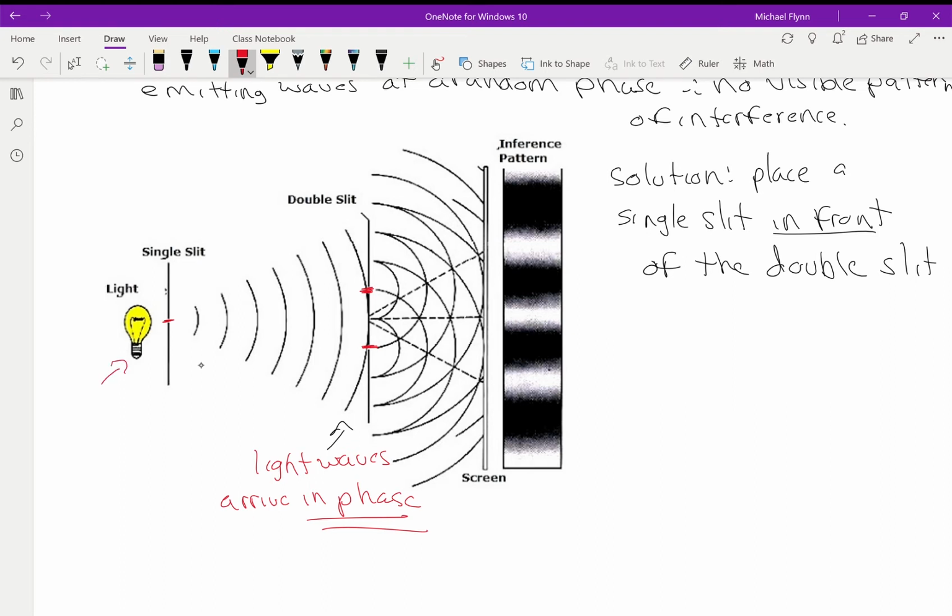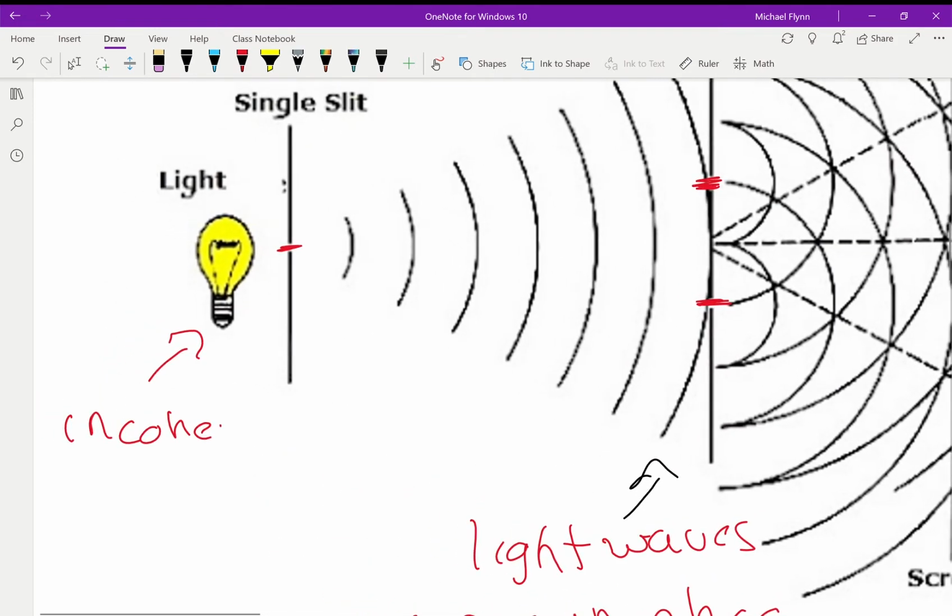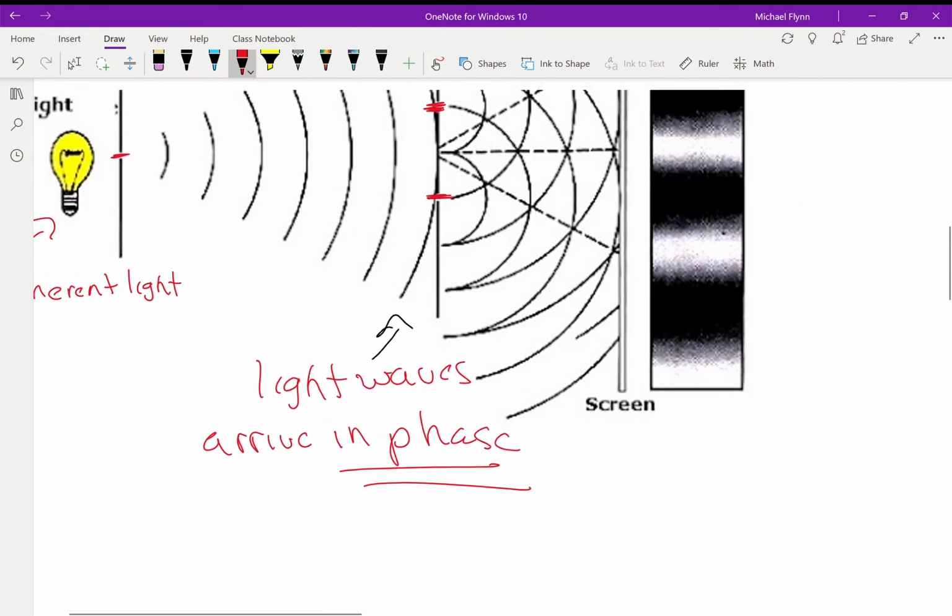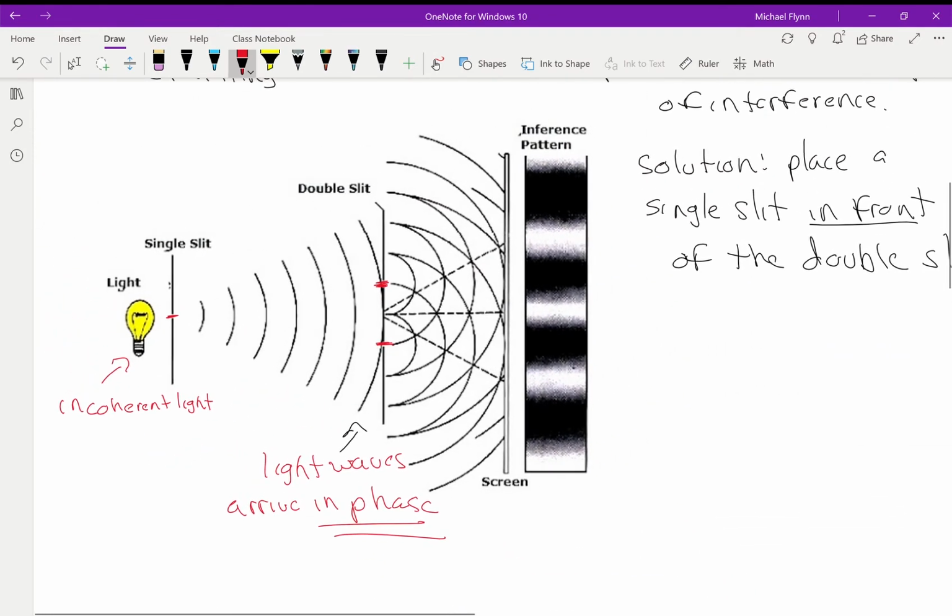So here is your incoherent light, that light bulb. Those waves are still incoherent, but when they pass through the single slit, it acts like a point source. And so those waves will hit the double slit at the same time. That's the secret to getting the interference to work with these crappy light sources that they have.